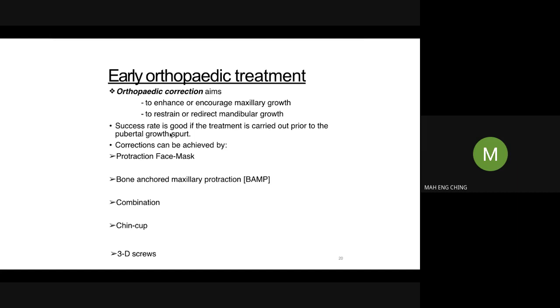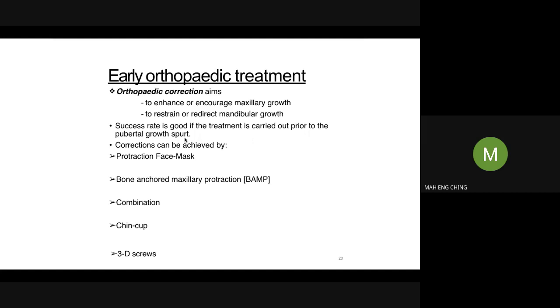So success rate is good if the treatment is carried out prior to the pubertal growth spurt. With pubertal growth spurt for girls, we are talking about 11 to 13 years old, and for boys about 12 to 14 years old, plus minus 3 years. So when you do it during this growth spurt or before the growth spurt, then you get the maximum result. But if you do it after the growth spurt, then usually the treatment outcome is not that favorable.